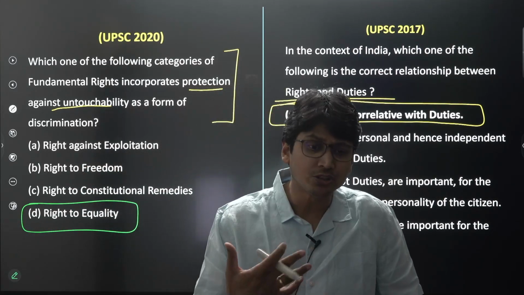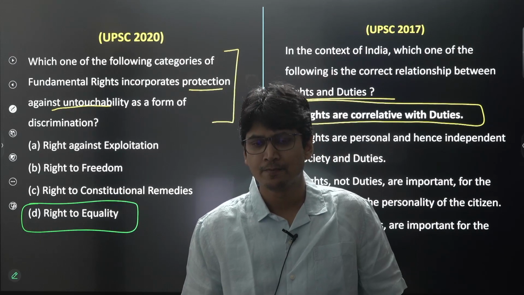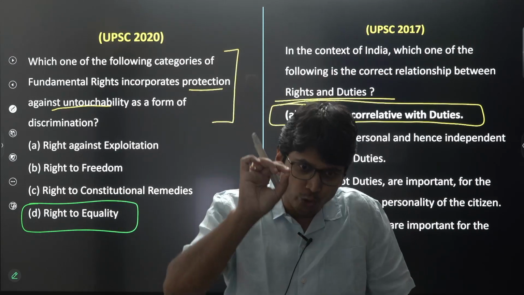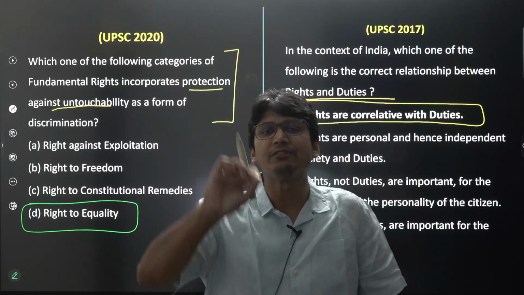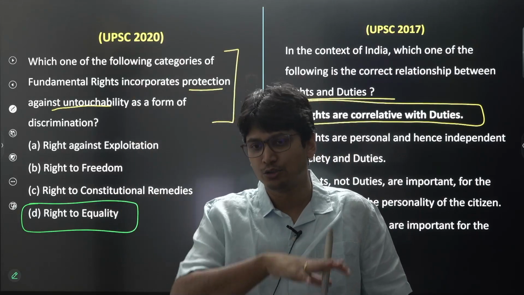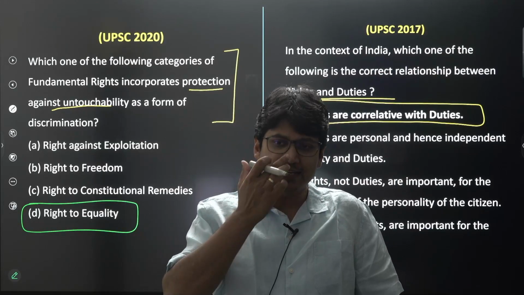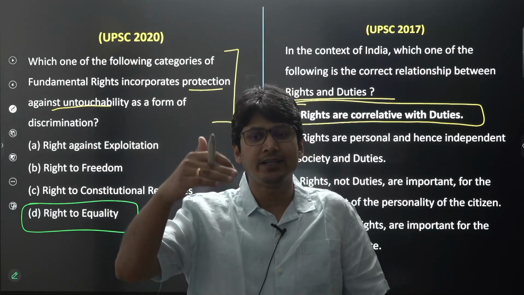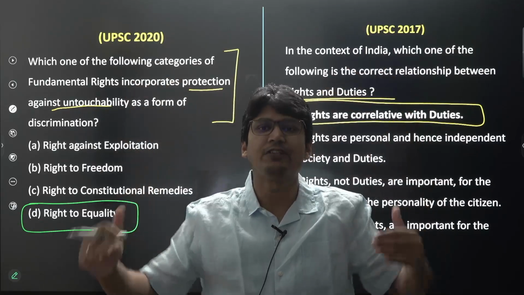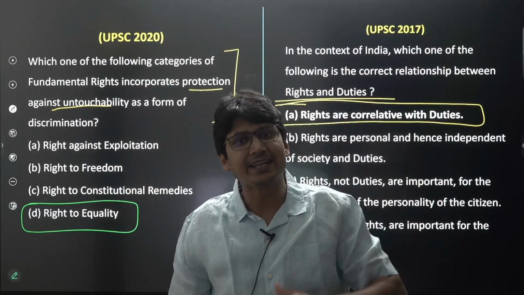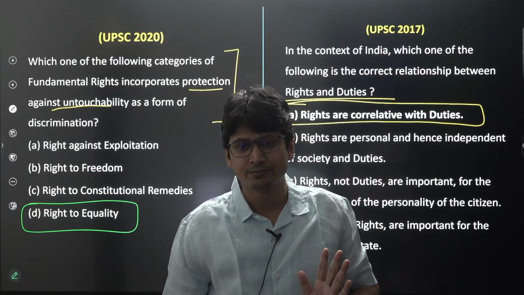So these type of questions are also asked, that you have to locate a particular fundamental right with respect to the broader fundamental rights. So under fundamental rights chapter, broadly speaking, there are 6 categories of fundamental rights, and within those 6 categories there are further subcategories. Okay?